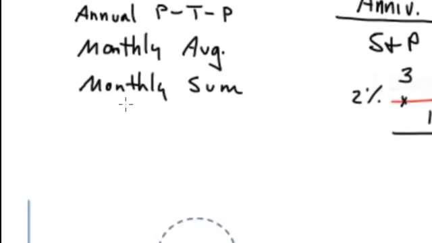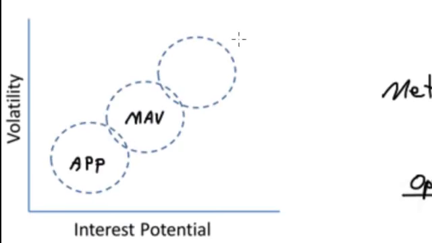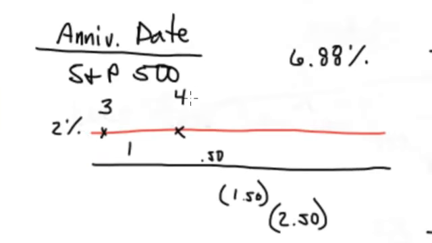And just so you know, monthly sum is also known as monthly point to point. So monthly point to point. Again, the volatility is higher, monthly point to point. It's higher because we're not only measuring each month, but we have a wider dispersion. We have all these downside potential. So this is a wider dispersion here.